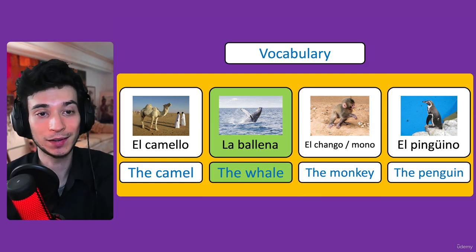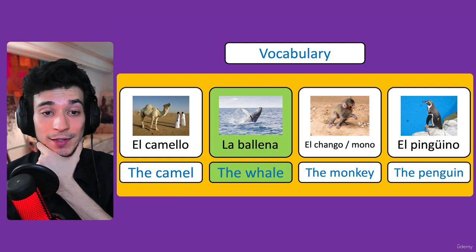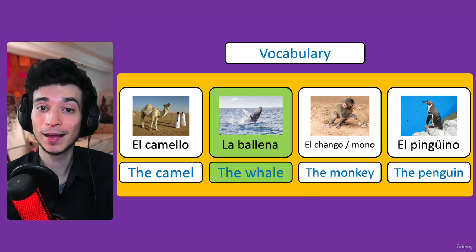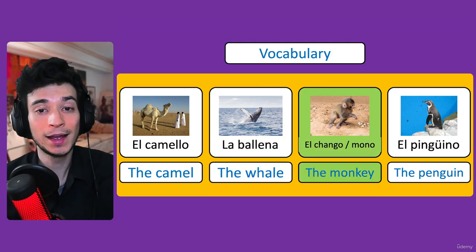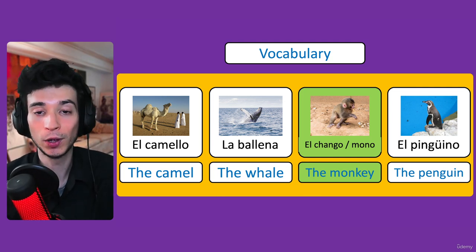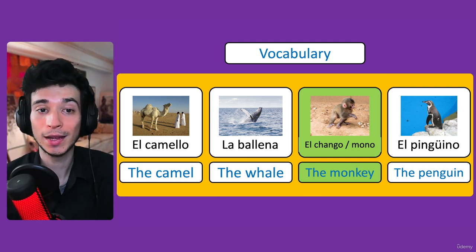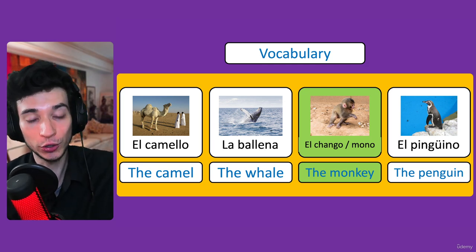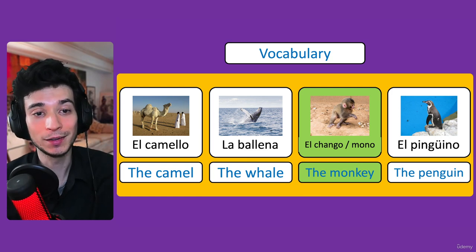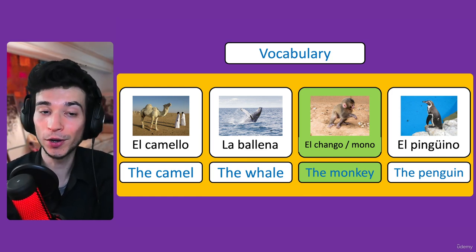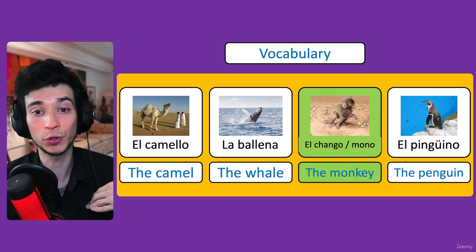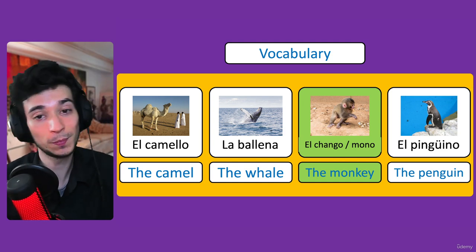La ballena, the whale. So this one is not similar to English. La ballena, the whale. Ballena. And the next one is the monkey. And there are two words for it. Some people say el chango. El chango. And other people say el mono. El mono. I personally say el chango, yeah, more than el mono. But both are equally correct. So you can either say el chango or el mono. So the monkey, chango or mono.